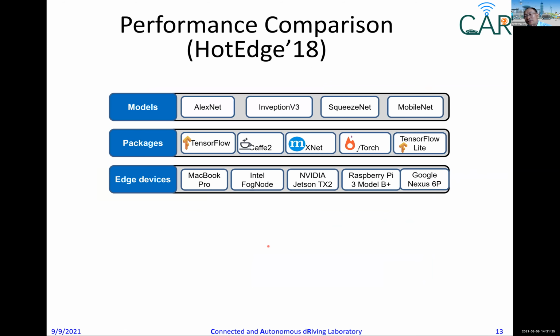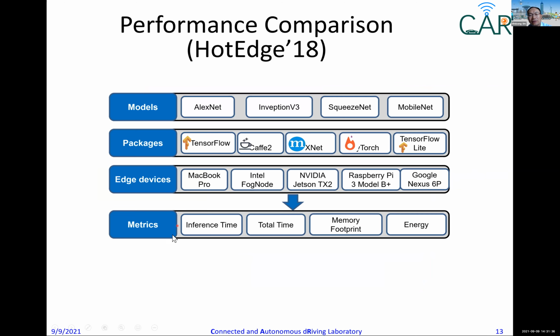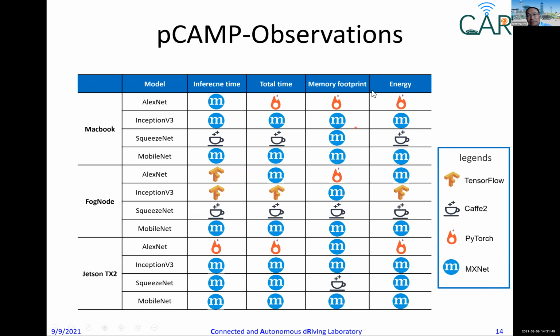And then here is the 2018 work on HotEdge. One of our students did a paper trying to evaluate how these models perform in terms of different metrics, different devices, and different packages and models on these different edge devices. And this figure shows that there's no one size fits all. As you can see, it depends on what you are looking for.